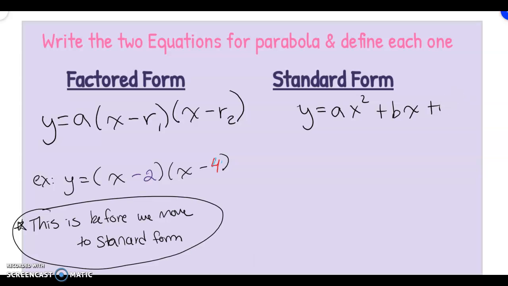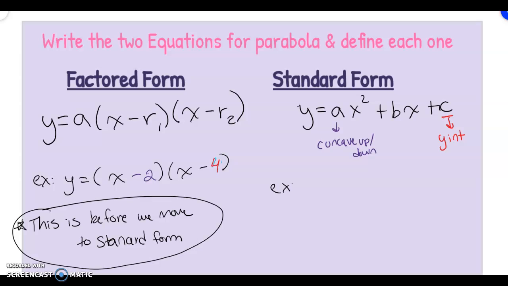And if you can recall, our c here is actually our y-intercept where it hits our y-axis. Our a tells us if it's concave up or down. And the b tells us what our factored form is.